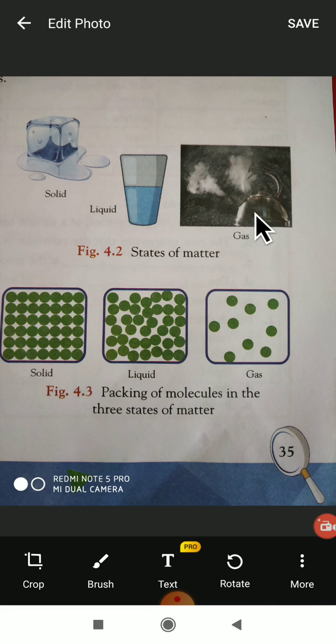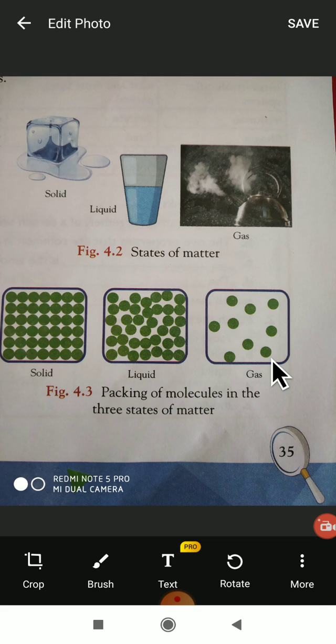Next, the gaseous state. They have shown the picture of the gaseous state here. You can observe how the molecules are arranged. The molecules in the gaseous state are apart from each other, as the intermolecular forces in the gaseous state are very weak. So the molecules are far from each other. Gases do not have any fixed shape or fixed volume. They are the largest of all the states and very loosely packed.